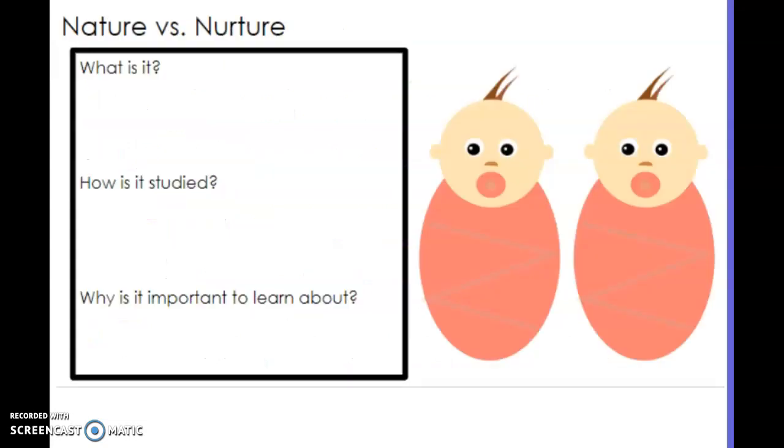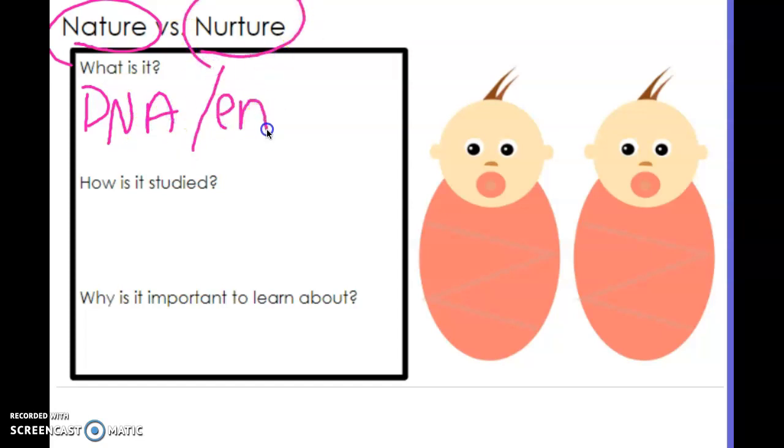All right, the next little thing that we're going to talk about is something referred to as nature versus nurture. And nature versus nurture is basically just this idea that your genes and the environment that you were raised in plays a part in how you have certain characteristics. All right, so nature is your DNA. Nurture is your environment.